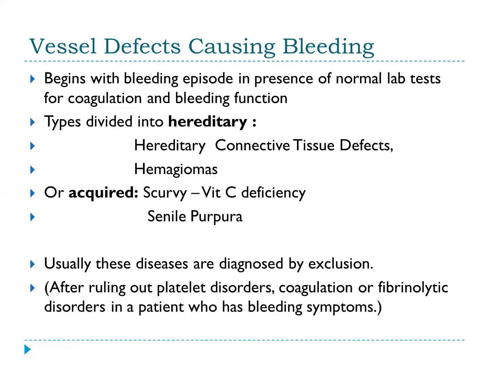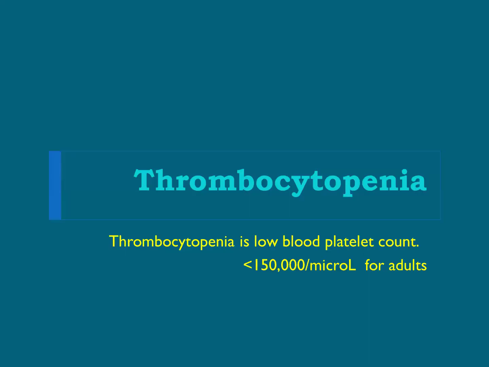Vessel defects causing bleeding. So this is a diagnosis of exclusion. If there is a vessel problem, the blood vessel is thin and it's causing the bleeding, then all the lab tests are going to be normal. It is a diagnosis of exclusion. I've excluded platelet problems, I've excluded coagulation factors, and in the end, I say that there might be a connective tissue defect. It can be hereditary or it can be acquired. Vitamin C deficiency can cause scurvy, right? But all the lab tests are going to be normal in this.